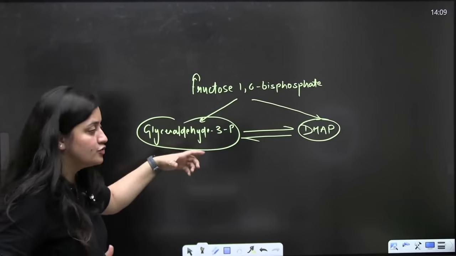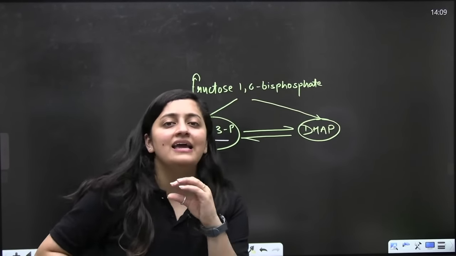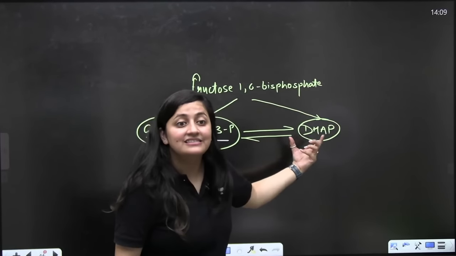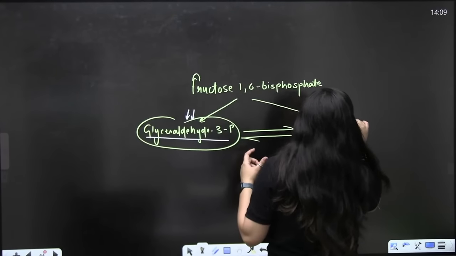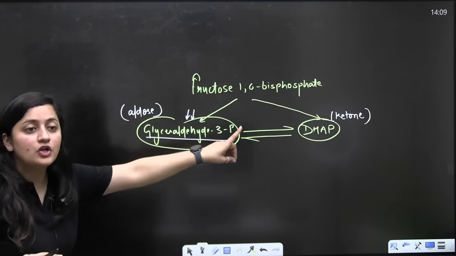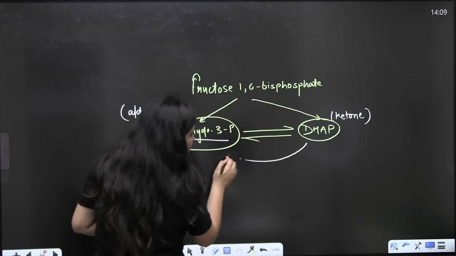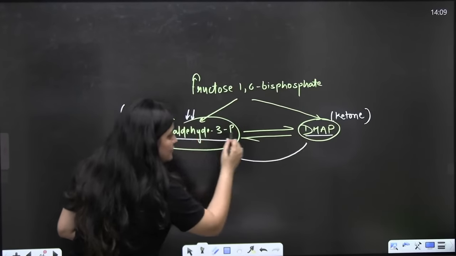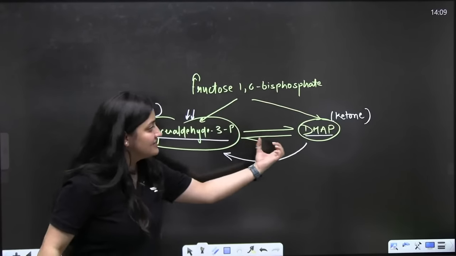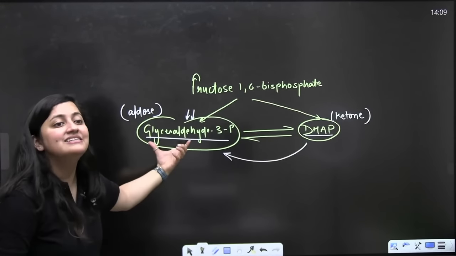I am telling something important, listen to me. Actually, in glycolysis we are not going to use dihydroxyacetone phosphate. It's a ketose, having the ketone group, and the other is an aldose, having the aldehyde group. What you need to remember here is that the equilibrium is more towards this side. So ultimately your DHAP will be converted to glyceraldehyde 3-phosphate.